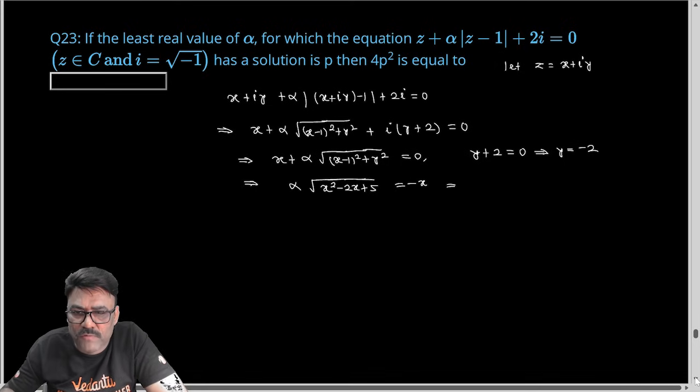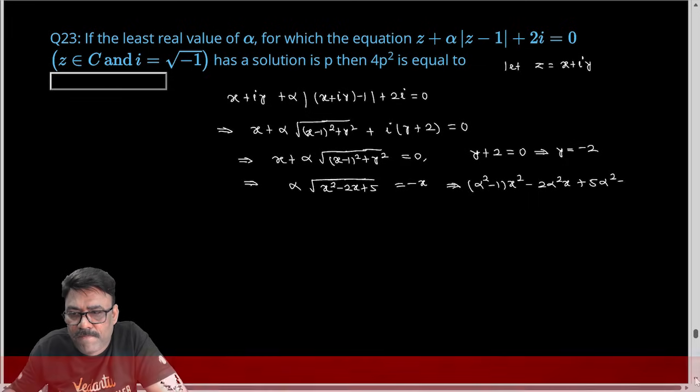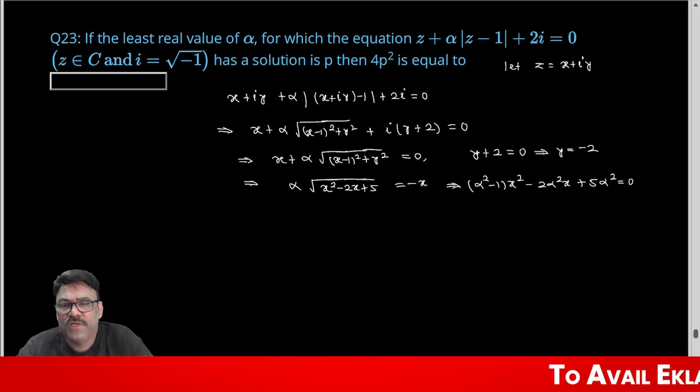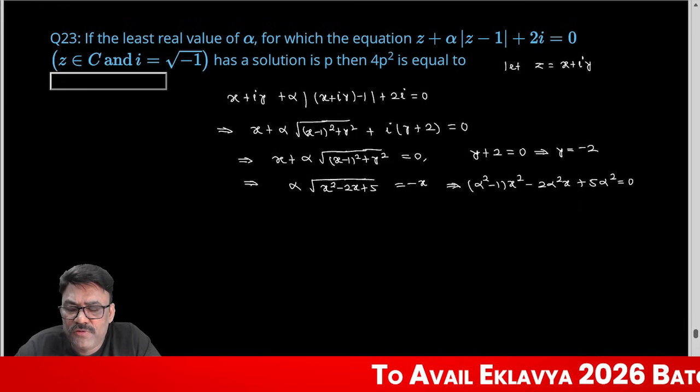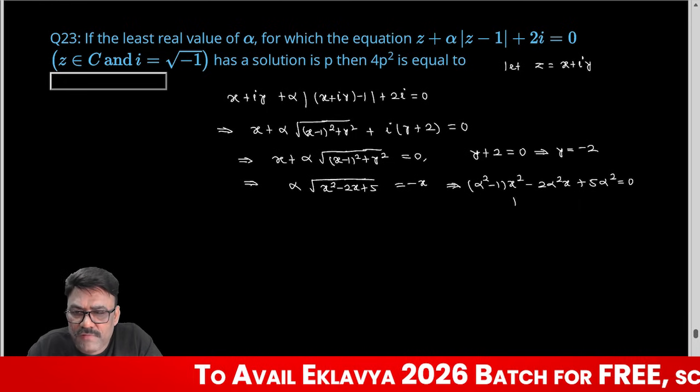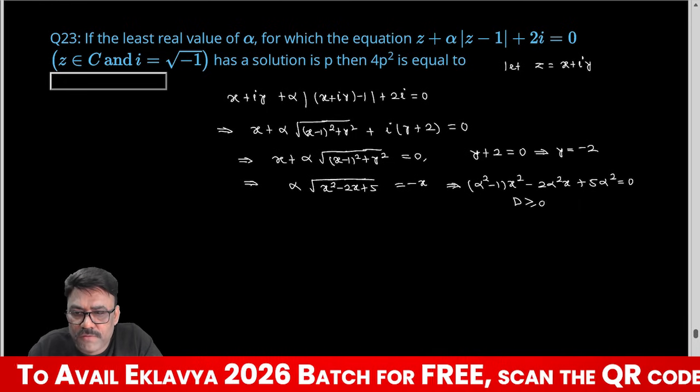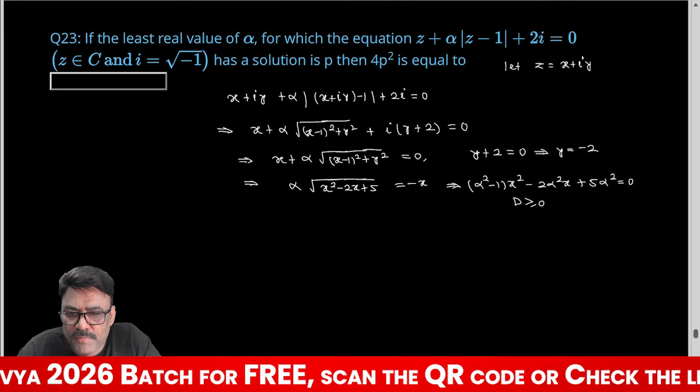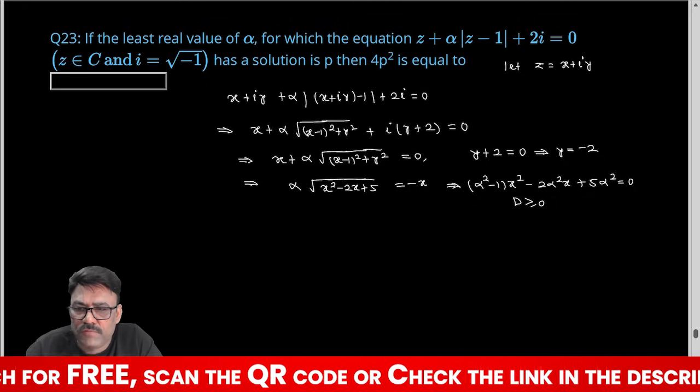If I do squaring both sides and rearrange, this will become (alpha square minus 1) x square minus 2 alpha square x plus 5 alpha square is equal to 0. So you are getting a quadratic here, and obviously x should be real. That means the discriminant of this quadratic must be greater than or equal to 0.